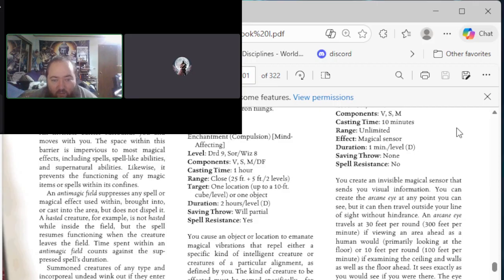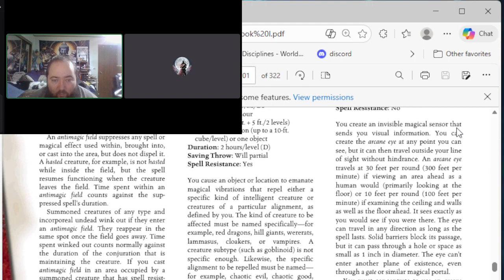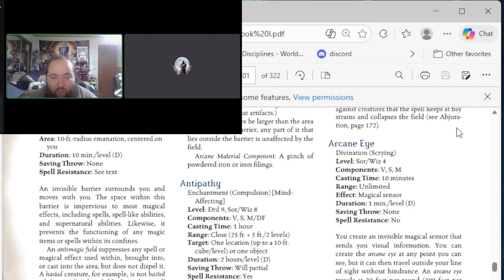The eye can travel in any direction as long as the spell lasts. Solid barriers block its passage, but it can pass through a hole or space as small as 1 inch in diameter. The eye can't enter another plane of existence, even through a gate or similar magical portal. You must concentrate to use an arcane eye. If you do not concentrate, the eye is inert until you again concentrate. Material component: a bit of bat fur.